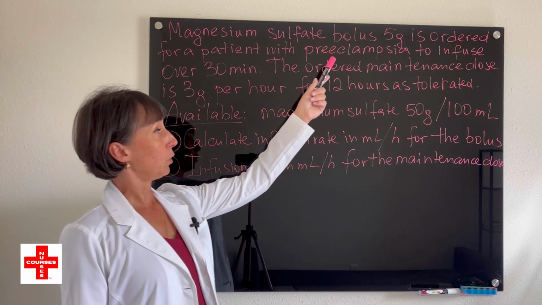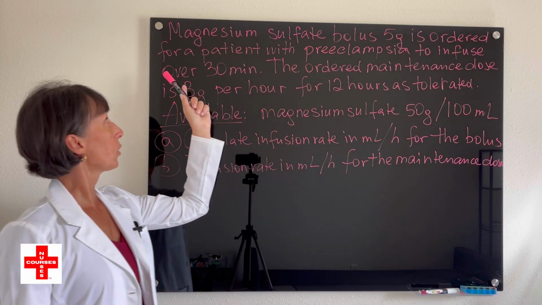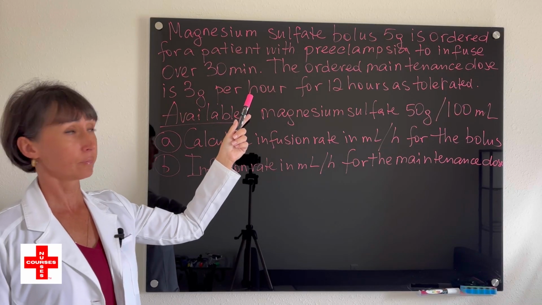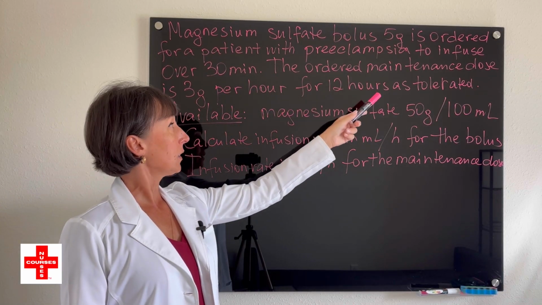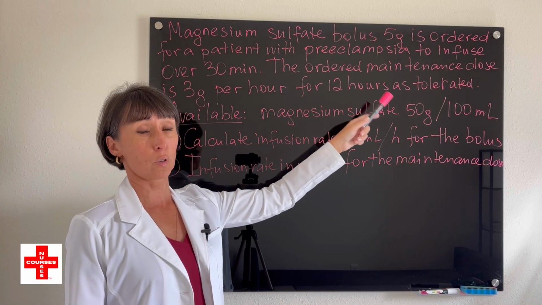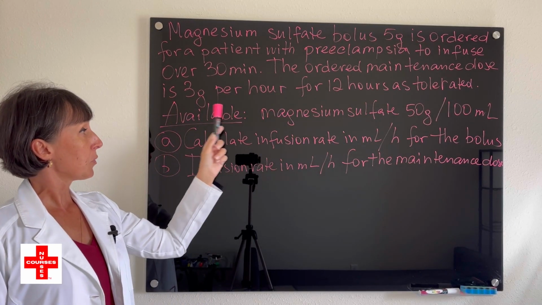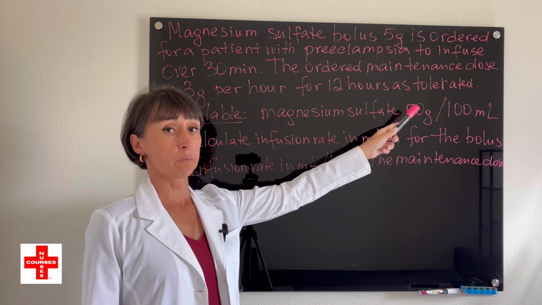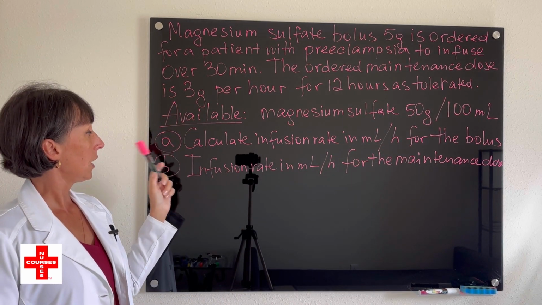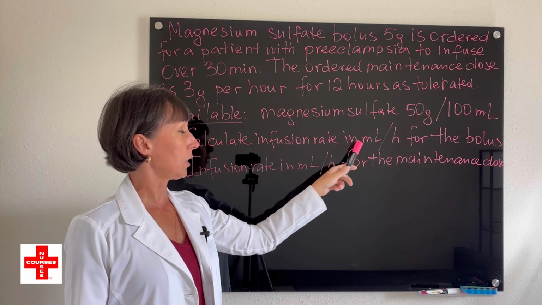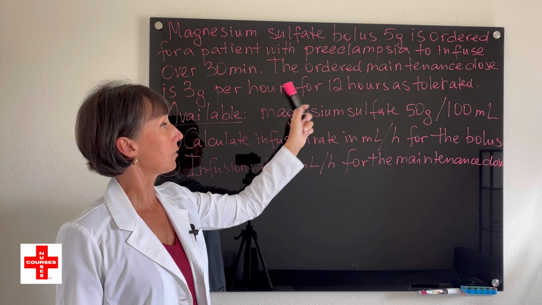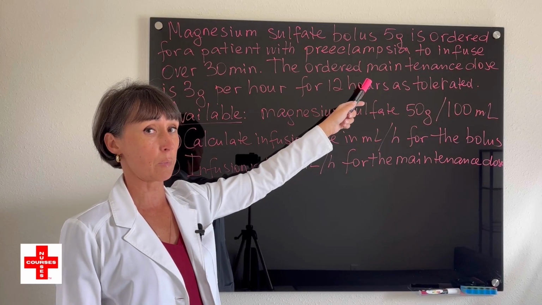Magnesium sulfate bolus, 5 gram, is ordered for a patient with preeclampsia to infuse over 30 minutes. The ordered maintenance dose is 3 gram per hour for 12 hours as tolerated. Available magnesium sulfate 50 gram in 100 milliliters, and we have two questions. A, calculate infusion rate in milliliters an hour for the bolus, right? We have a bolus and we have a maintenance dose. We have two things to worry about here.